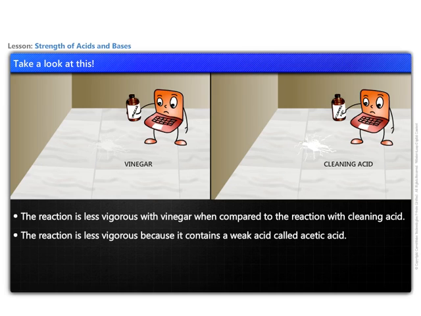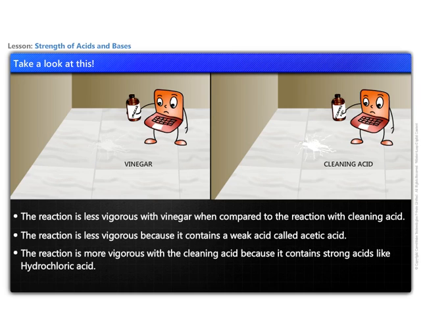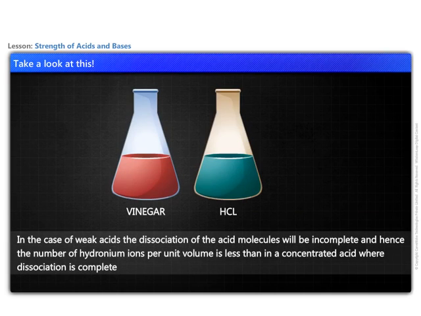The reaction is less vigorous because vinegar contains a weak acid called acetic acid. The reaction is more vigorous with the cleaning acid because it contains strong acids like hydrochloric acid. In the case of weak acids, the dissociation of the acid molecules is incomplete, and hence the number of hydronium ions per unit volume is less than in a concentrated acid where dissociation is complete.